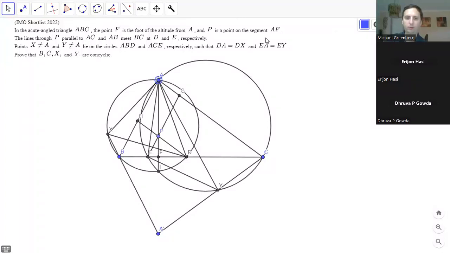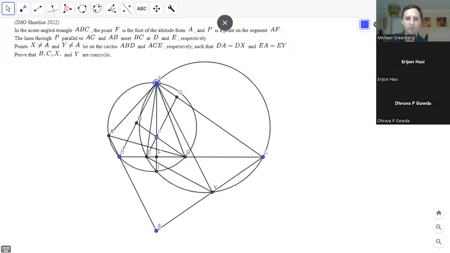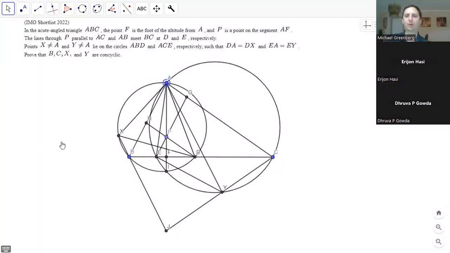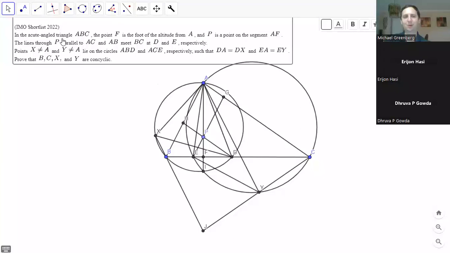And once you've shown that, then I'm sure it's not hard to, since it's a reflection, it has to lie on this. So then you just use power of the point. So yeah, it's a fairly easy problem.